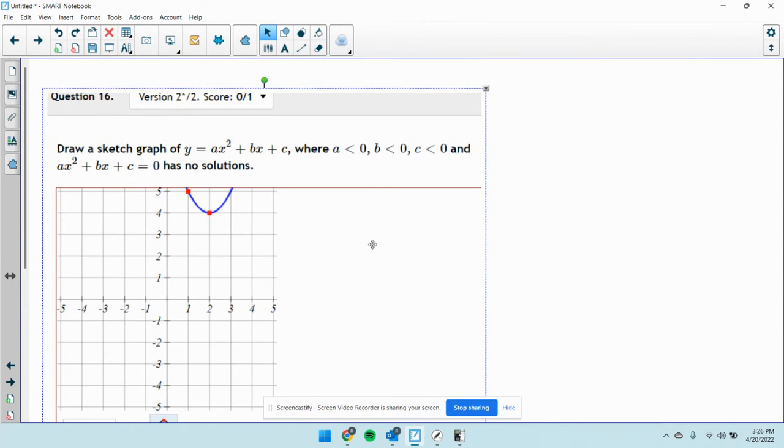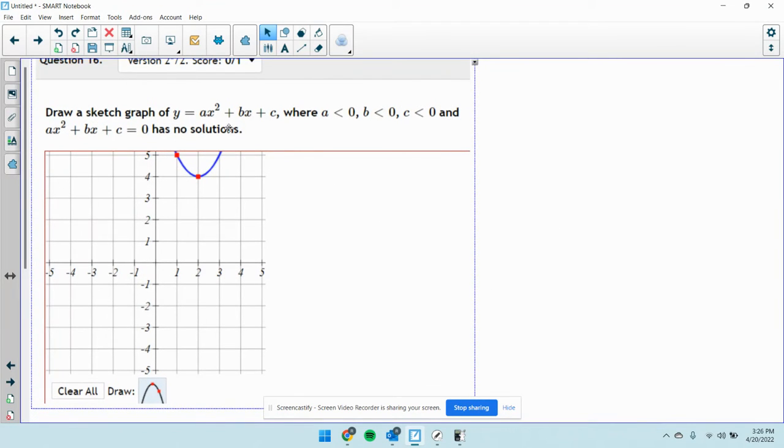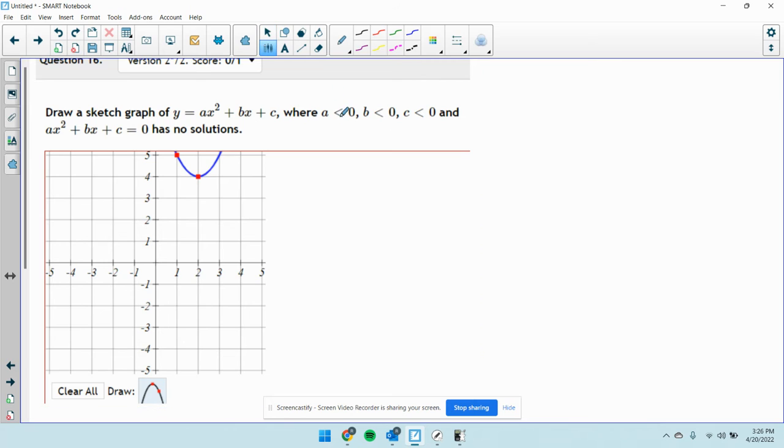Okay, and then we have this one here. It says draw a sketch of this graph where a is less than 0, b is less than 0, and c is less than 0. And the equation ax squared plus bx plus c has no solutions. As soon as we see that, we know it's just not going to cross the x-axis.